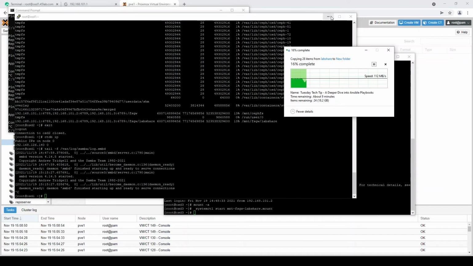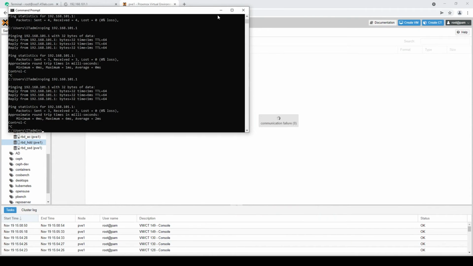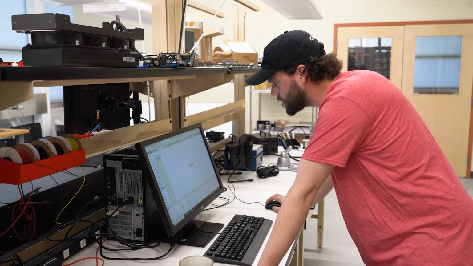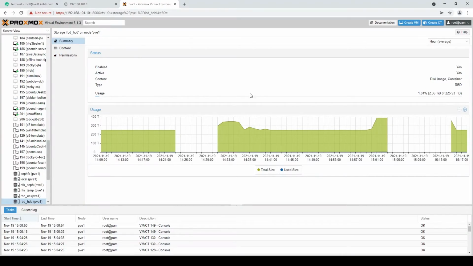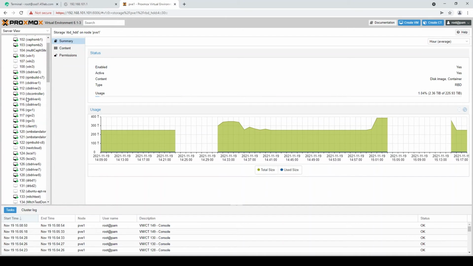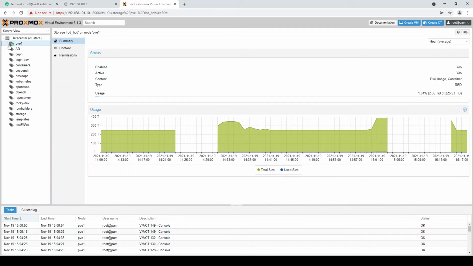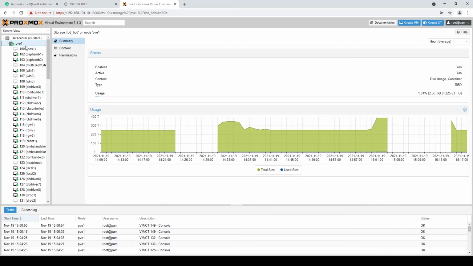A couple commands. So we'll minimize all that. Give Proxmox a nice refresh. Summary, okay, it can see the usage again, that's a great sign. And no one seems to be too mad here. So, cluster's back, that's it.